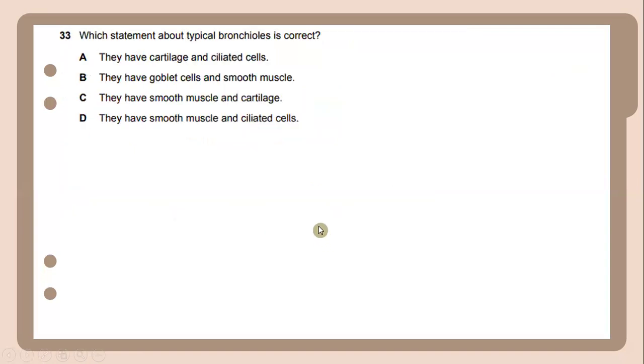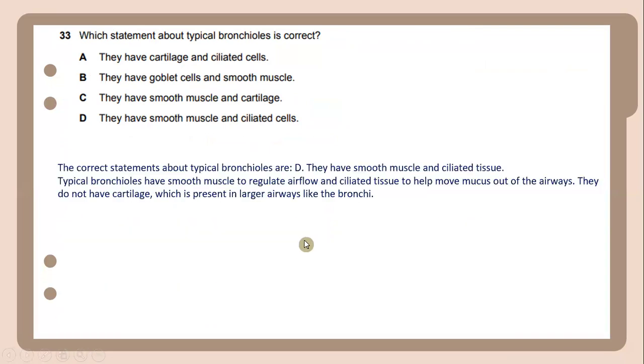33, which statement about typical bronchioles is correct? The correct answer will be they have smooth muscle and ciliated cells. Typical bronchioles have smooth muscle to regulate airflow and ciliated cells to help move mucus out of the airways. And they do not have cartilage, which is present in larger airways like the bronchi.